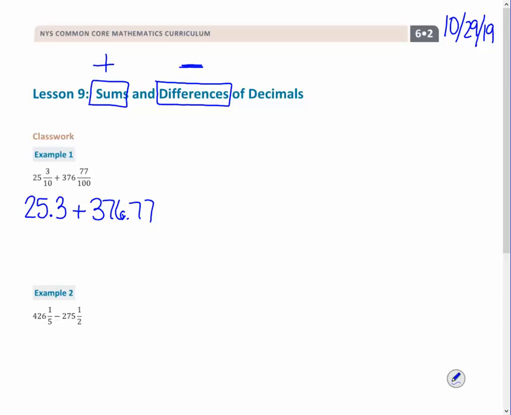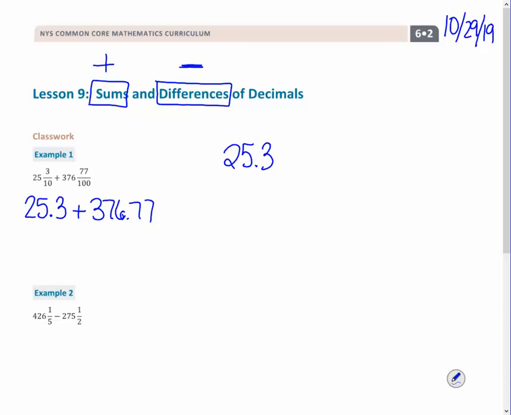Well, you know what? We're going to probably not use a calculator very much this module because this module is based on you knowing and understanding how to do these calculations. All right? So the goal of this module is to get you better at doing this yourself. So 25 and 3/10, we're going to stack this.